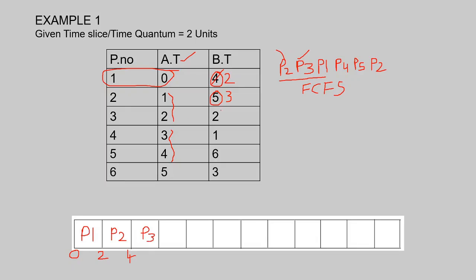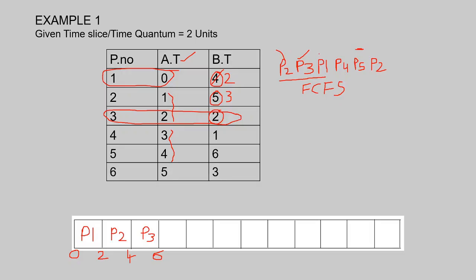Now P3's burst time is 2 units, and every process is given 2 units only, so P3 is going to complete its full execution. So 4 plus 2 is 6. P3 has completed its full execution, so it will not be sent back to the queue now.